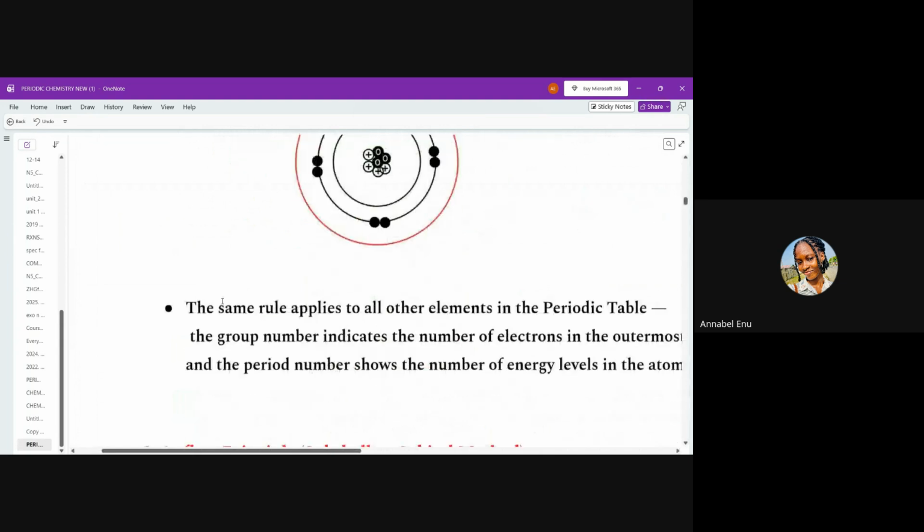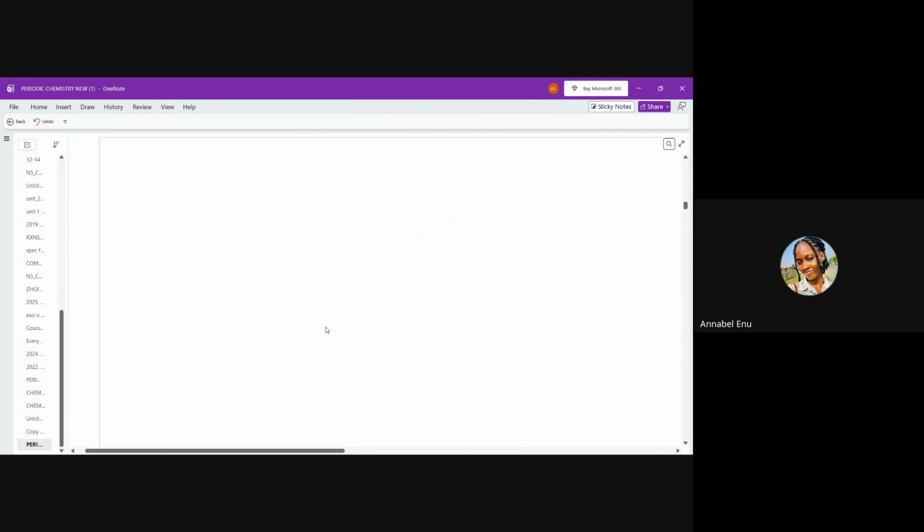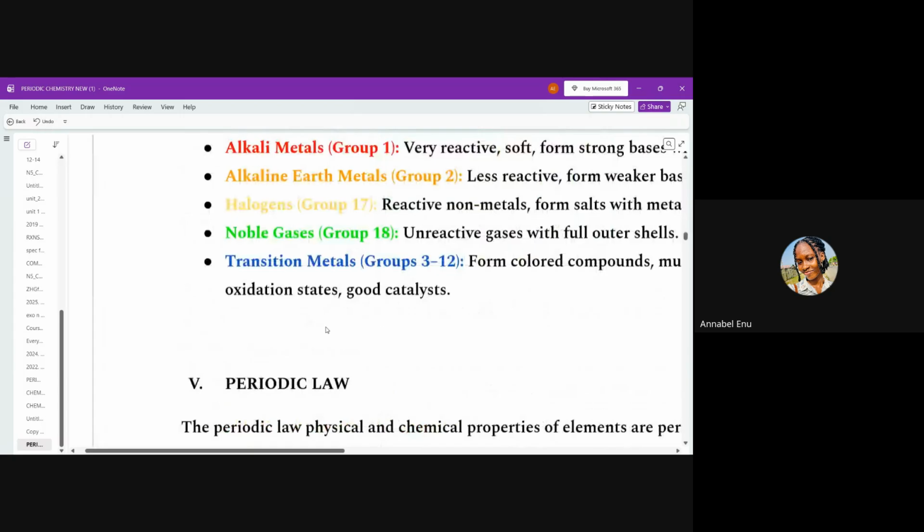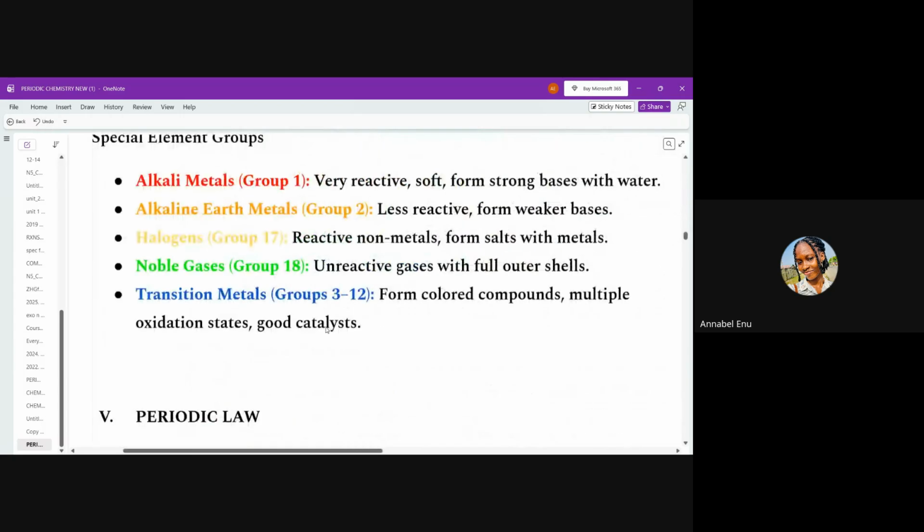Now, the next thing we are going to be talking about is trends in the periodic table. So the periodic table, when we talk about trends there, we'll talk about what is happening in each group and in each period of the periodic table.